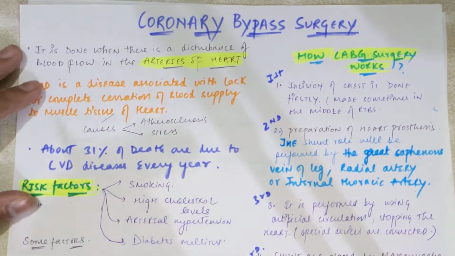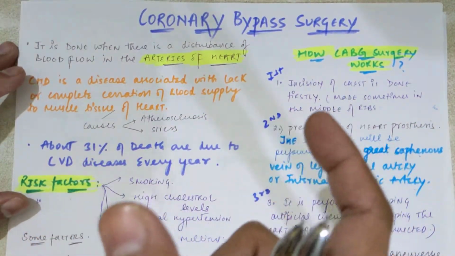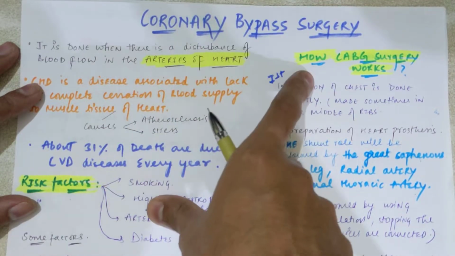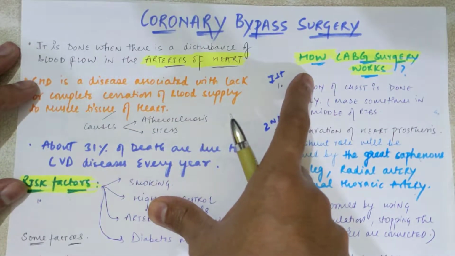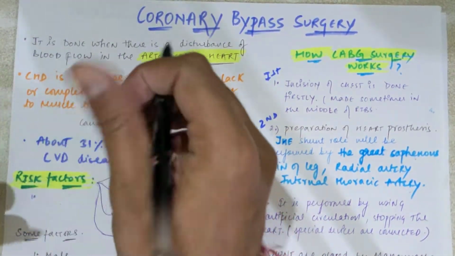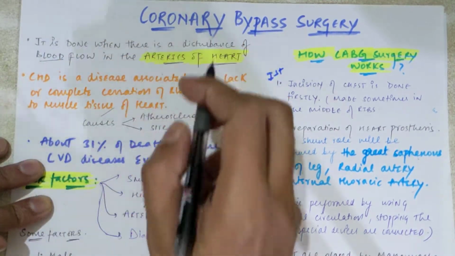Hello to everyone. In this video, I will be giving you a brief overview regarding the important concept, which is coronary bypass surgery, how it is done and when it is done. It is done when there is a disturbance of blood flow in the arteries of the heart.